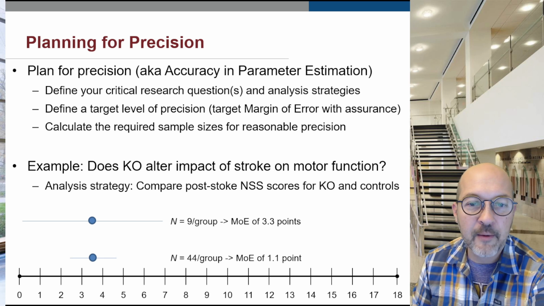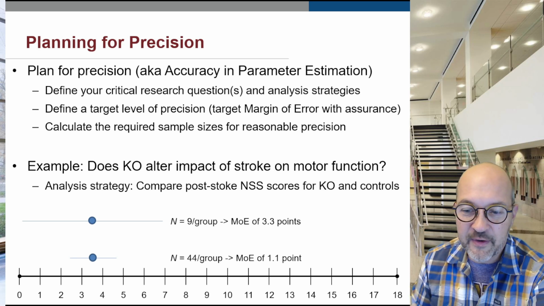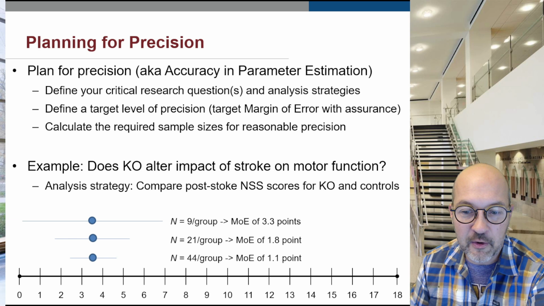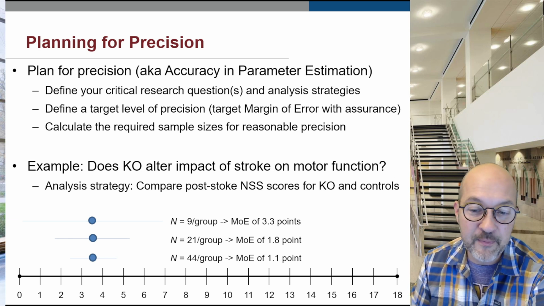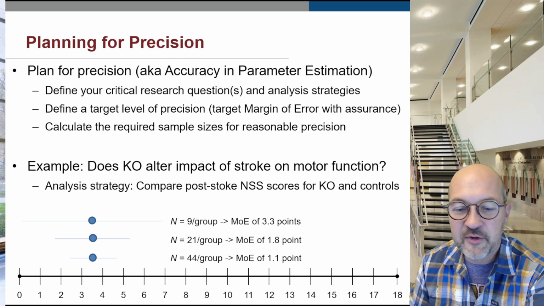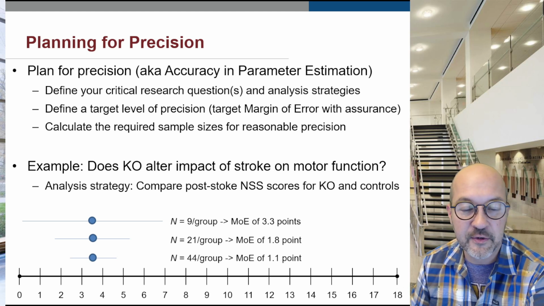Well, there you'd get a margin of error of 3.3 points, which is pretty close to the 4-point benefit, so that's probably not really as precise as we'd like to be. You might end up settling somewhere in the middle. You could get a margin of error of just 2 points with 21 animals per group. That's a lot more than people typically use for these types of studies, but your results would be a lot more precise, and therefore would provide better guidance for additional research.